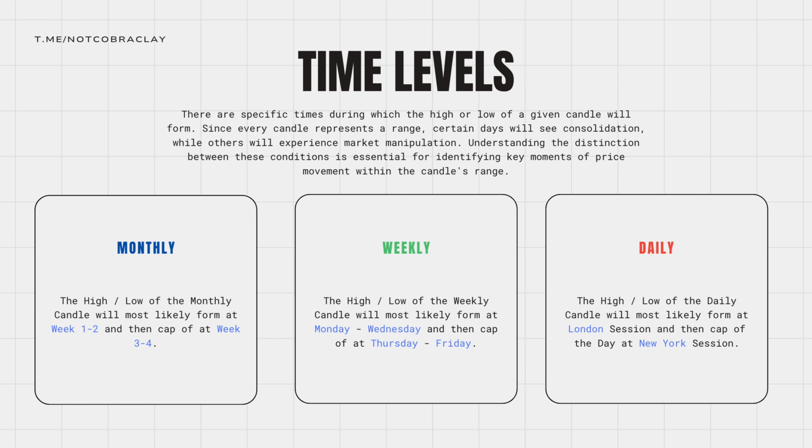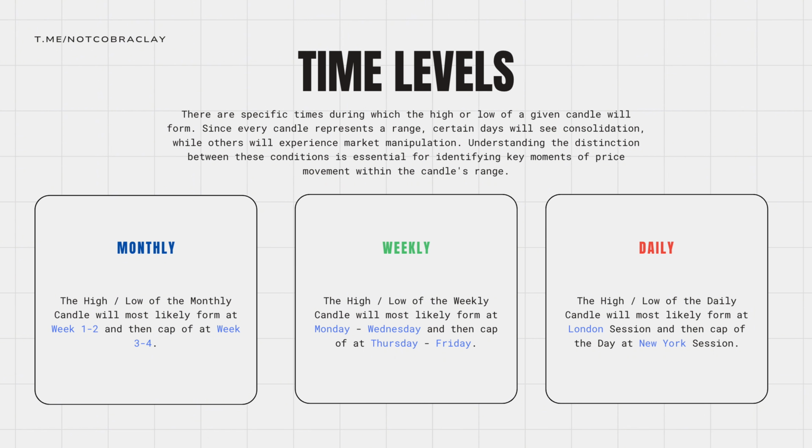You have gotten the time frames already 2 times. The high or low of the month will most likely form at week 1 or 2 and then cap off the month with week 3 or 4. Same for the weekly. The high or the low of the week will most likely form at Monday to Wednesday and then cap off at Thursday to Friday. Look at the 10th of October, okay, and try to understand in Euro USD what formed the high and what formed the low. Daily time frame.